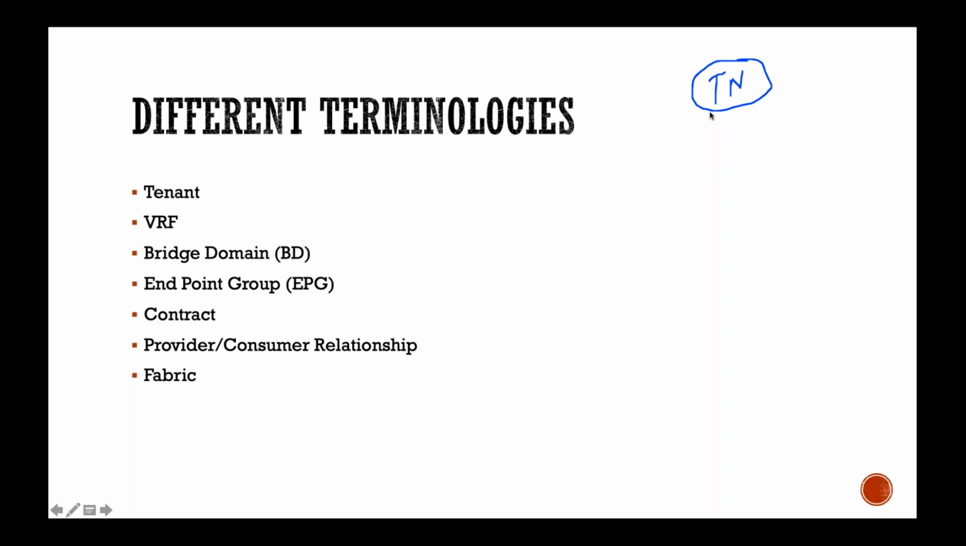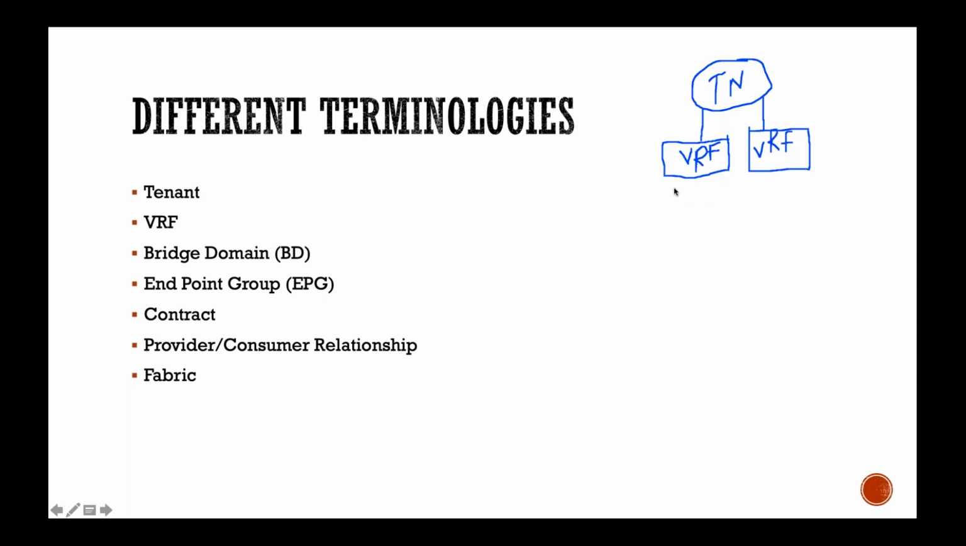Then it can have VRF. It can have multiple VRFs. VRF, I guess you are more aware of. It's virtual routing and forwarding. If not, don't worry. We'll get into detail about this later as well. In one tenant we usually create one VRF, but we can have multiple VRFs in a tenant.